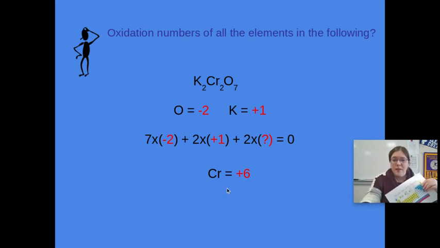And I know it has to be a plus charge because to get that -12 to balance to a 0, each chromium atom has to be a positive, right? Positives have to counterbalance the negatives there.